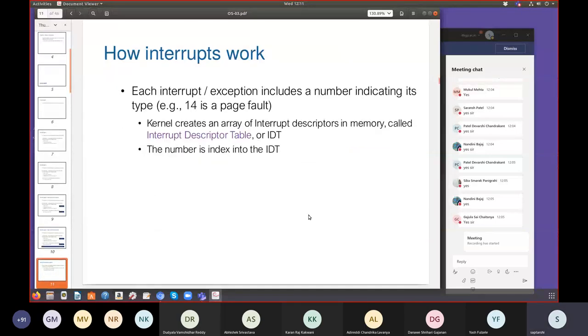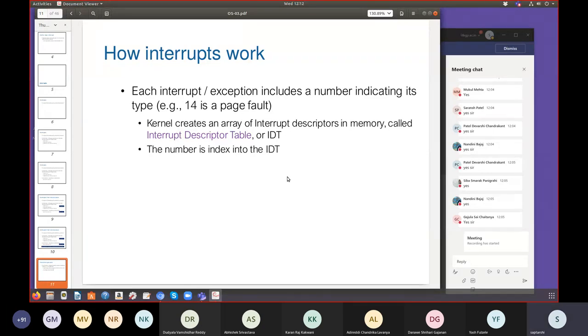So how do interrupts work? We are continuing the recap. Each interrupt or exception has a number indicating its type. Typically, say 14 was a page fault. Now, suppose a page fault has occurred, some interrupt has come. Understand that the CPU basically does this throughout its life. As long as it is switched on, the CPU will take the next instruction from the program counter and execute it.